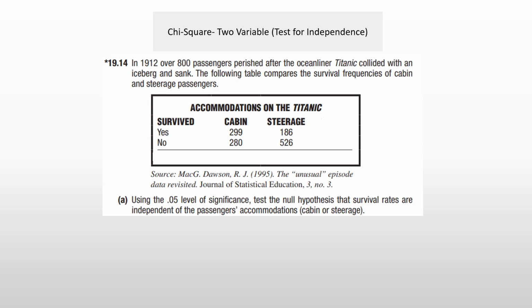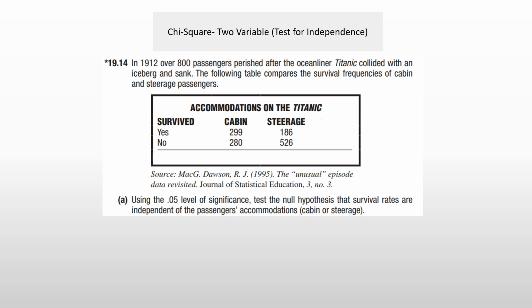In 1912, over 800 passengers perished after the Titanic collided with an iceberg. The following table compares the survival frequencies of cabin and steerage passengers. You have the table there, and using a 5% or 0.05 level of significance, test the null hypothesis that the survival rates are independent of passengers' accommodation.